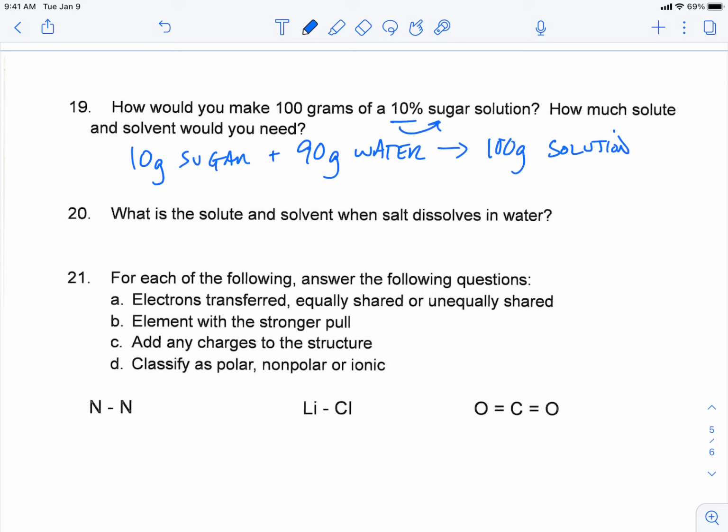All right. What is the solute and the solvent when salt dissolves in water? The solute, kind of similar to our question there, is salt, and our solvent is water. We specify it there.